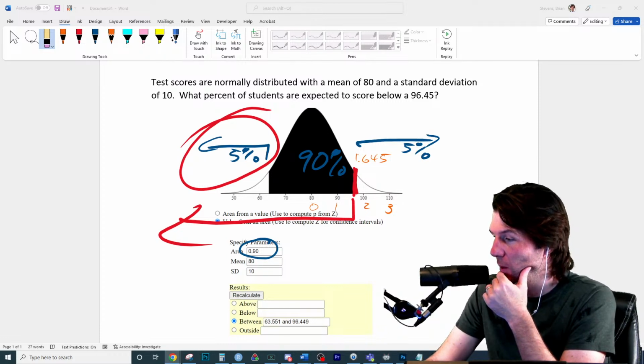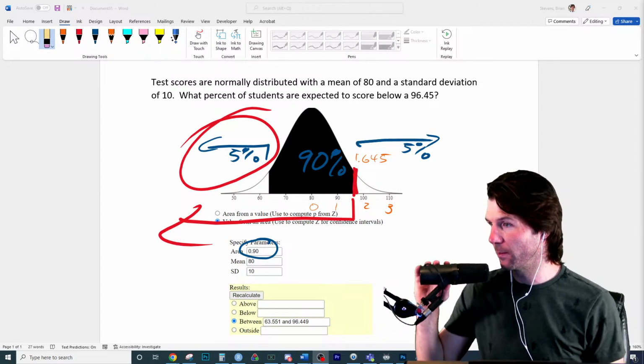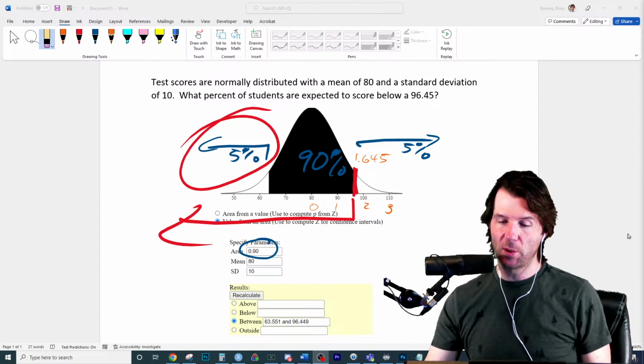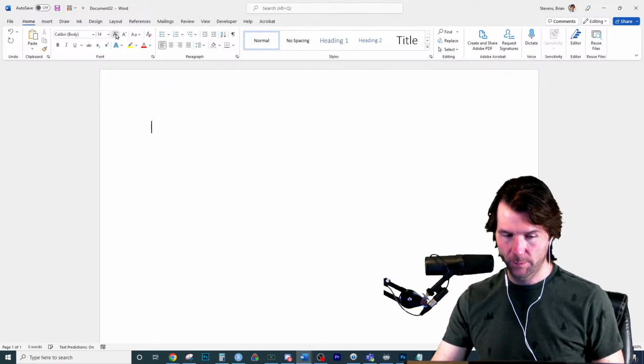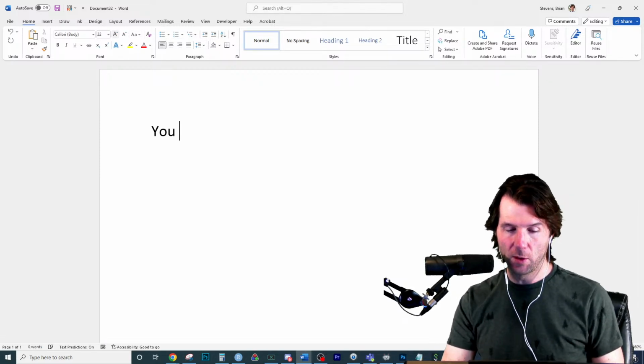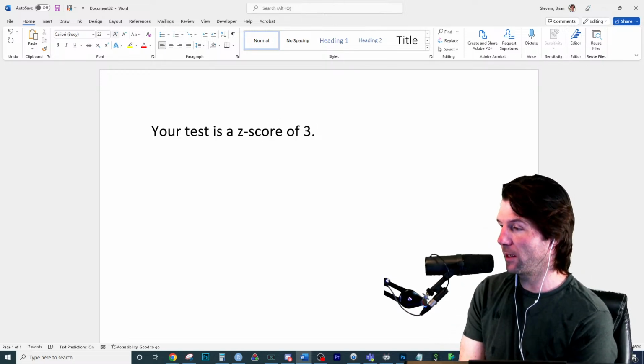Can you explain a z-score? Yeah. A z-score tells us how many standard deviations something is above or below the mean. So if I told you that, like, just interpret this for me. Your test score is a z-score of 3. What does that mean if I tell you that?